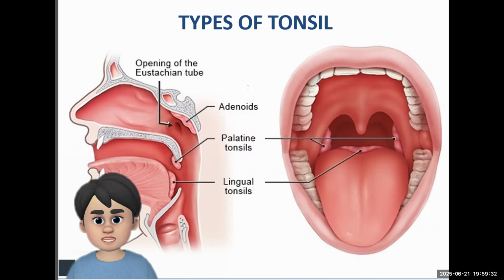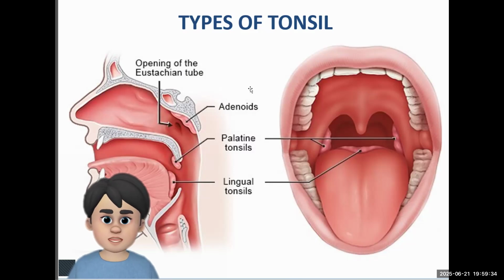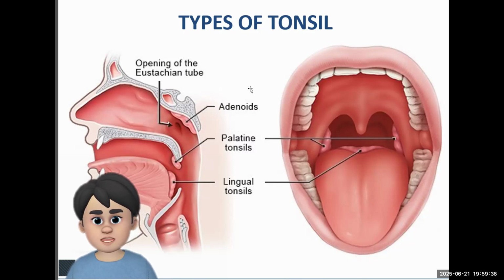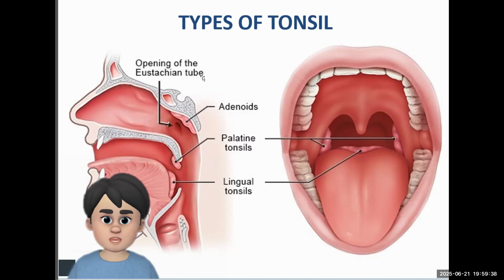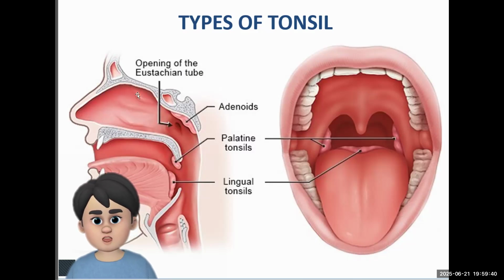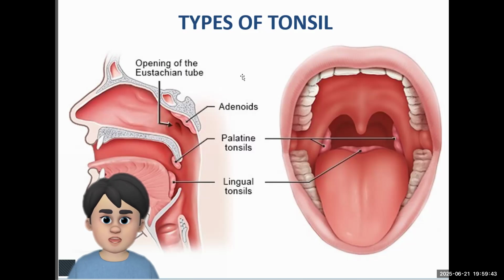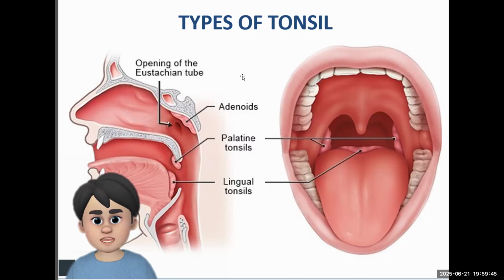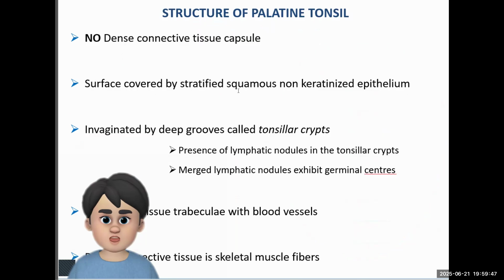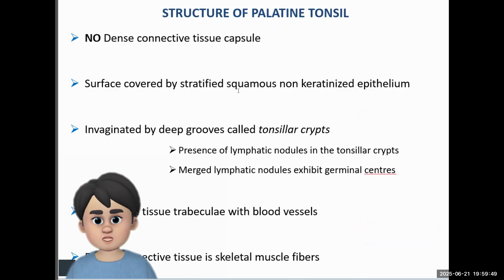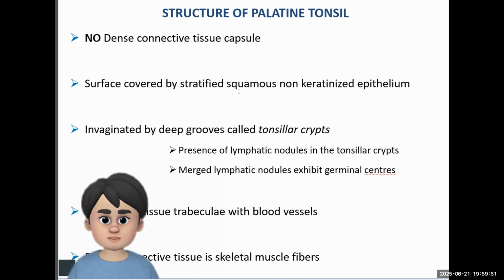Next one is types of tonsils: adenoids, palatine tonsils, and lingual tonsils. The adenoids are near the Eustachian tube, and you have to know the function of the Eustachian tube. This is an A-level thing. Adenoids, palatine tonsils, and lingual tonsils. Then the structure of the palatine tonsil. These things are important.